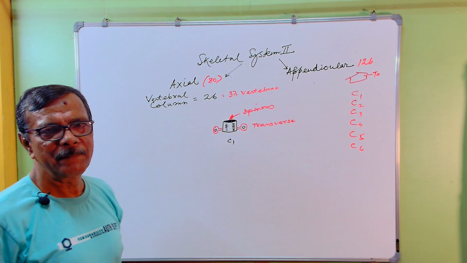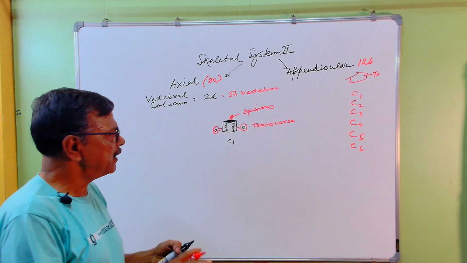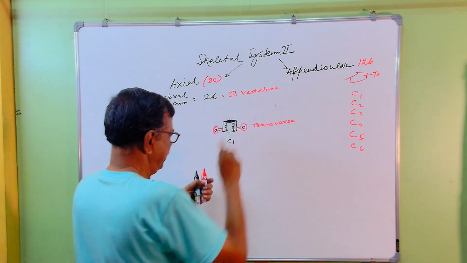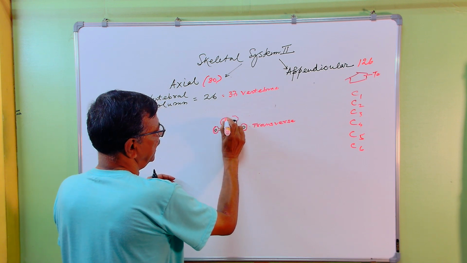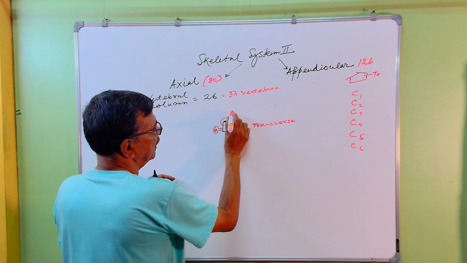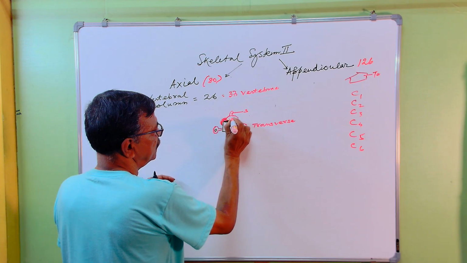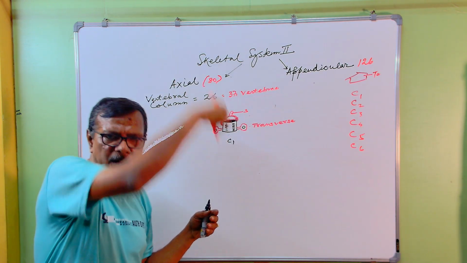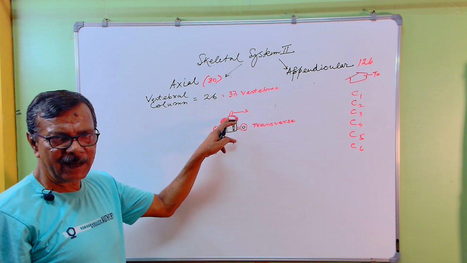It starts from C1 and it has the neural arch, which goes from this side and from this side. It produces the spinous process, and this hole is known as the neural canal, through which the spinal cord goes down. Now the spinous process, and this is the spinal canal.